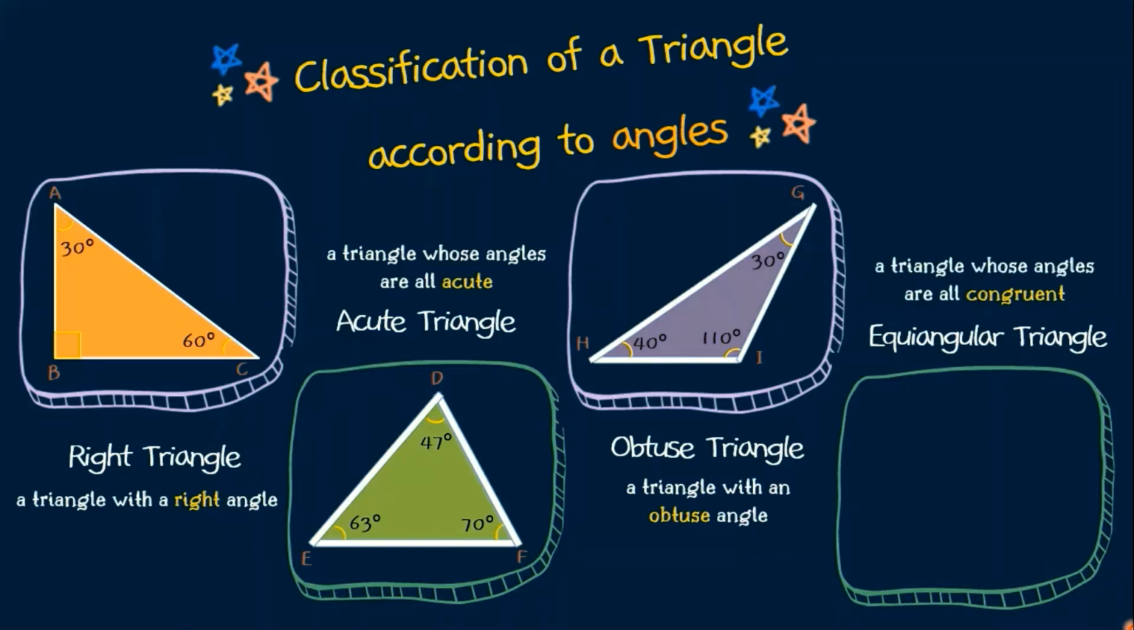It's a triangle whose angles are all congruent. When we say congruent, the measurements are the same. And equiangular, from the word itself, equi is pertaining to equal and then angular for angle. So equal angles or equal measurement of angles. This is an example of an equiangular triangle.